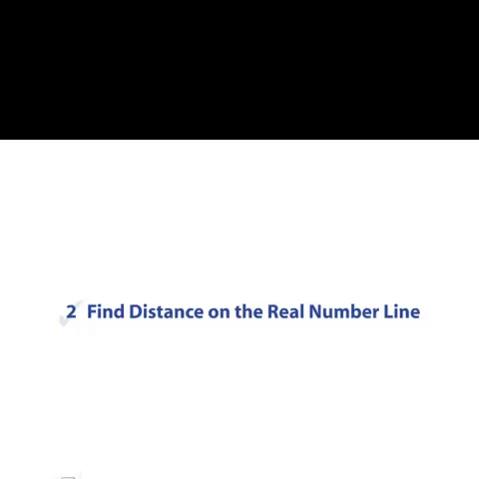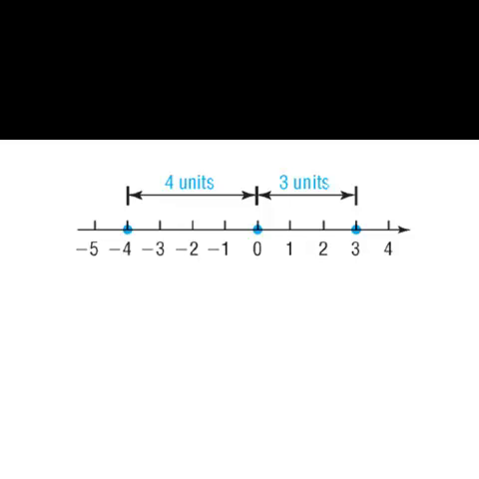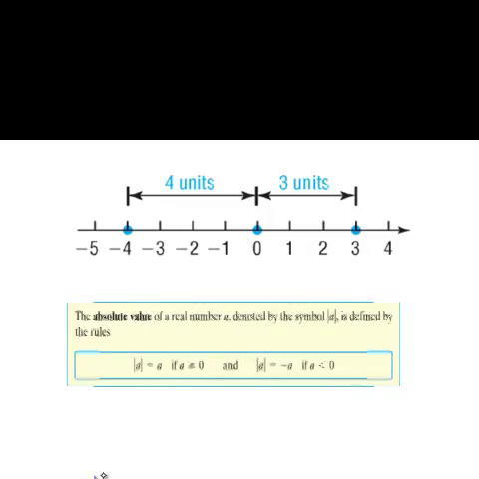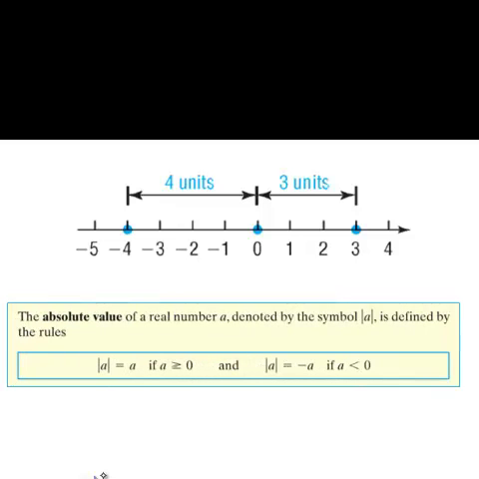Let's review how to find the distance between two numbers. Look, folks, the distance between two numbers is just how many units they are away from each other on the real number line. So the distance between negative 4 and 0 is just 4. Or the distance between 0 and 3 is 3. It's just going to be some non-negative quantity. In other words, we're talking about the absolute value.